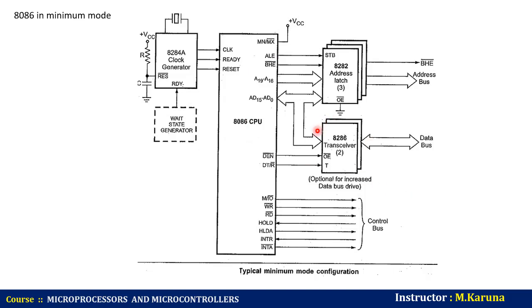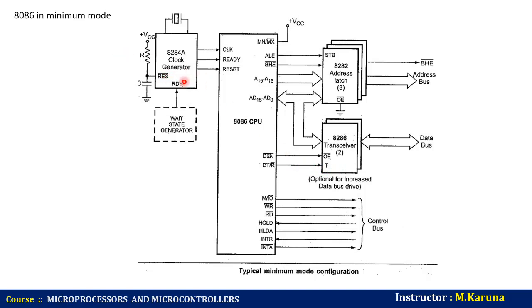So these are the transceivers. These are bidirectional buffers, and they are required to separate the valid data from the multiplexed address and data signals. These are controlled by the data enable pin and the data transmit/receive pin. Here, DEN, an active low signal, indicates that valid data is available on the data bus. Data transmit/receive indicates the direction of the data, that is, from or to the processor.